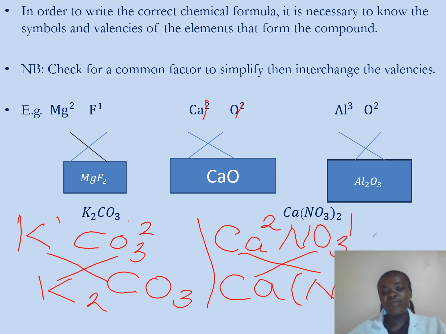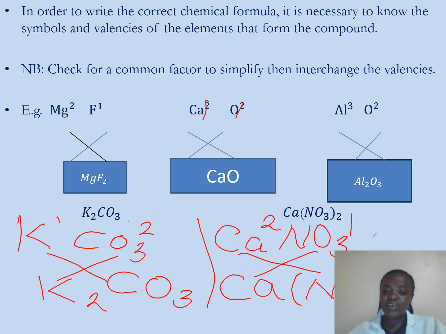And finally we have this other example here of calcium nitrate. So this is how we write the formula for calcium nitrate. Calcium has a valency of 2, and nitrate, we saw it has a valency of what? Of 1. So there's no common factor. We have 2 and 1, so we only interchange. So 1 will go to calcium and 2 will go to nitrate.